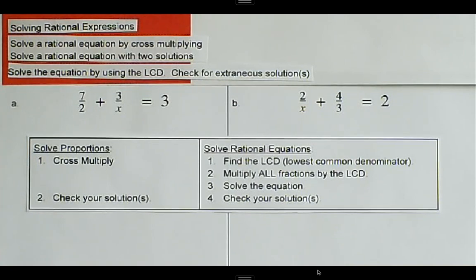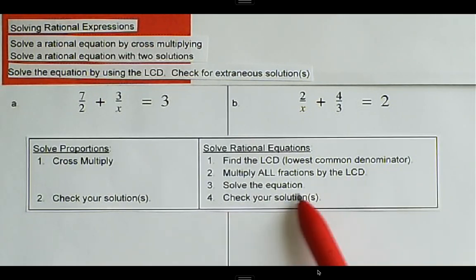We are solving rational expressions, and in this case, we want to solve equations by using the LCD and then check for extraneous solutions. So the first thing is we want to find the LCD. We want to multiply all fractions by the LCD, solve the equation, and then check for your solutions.